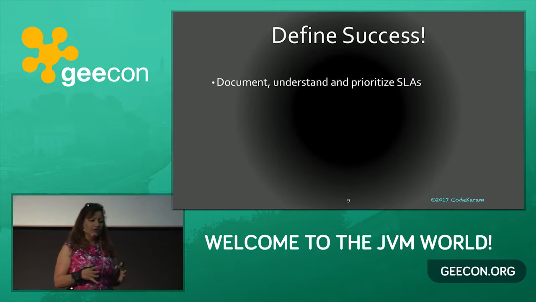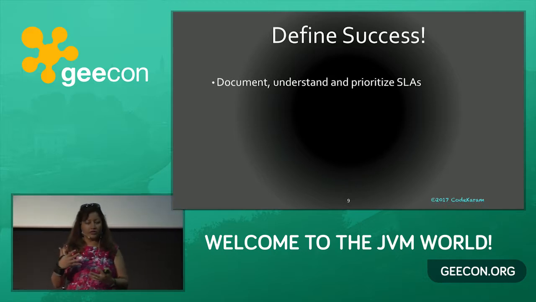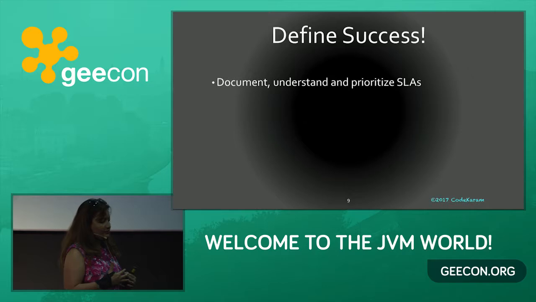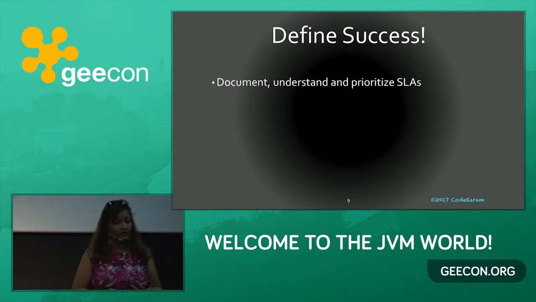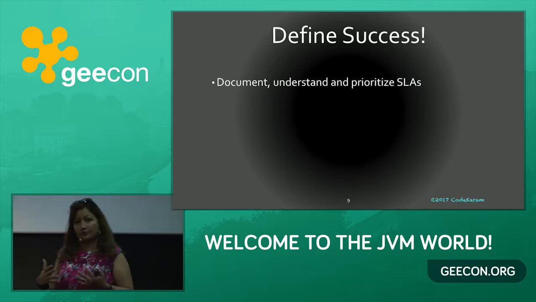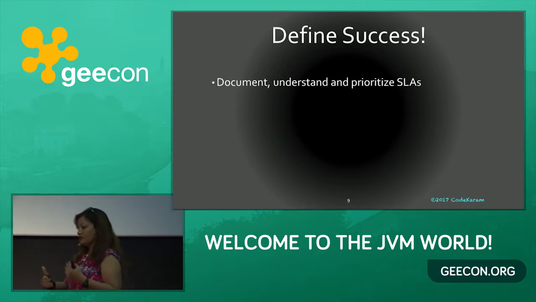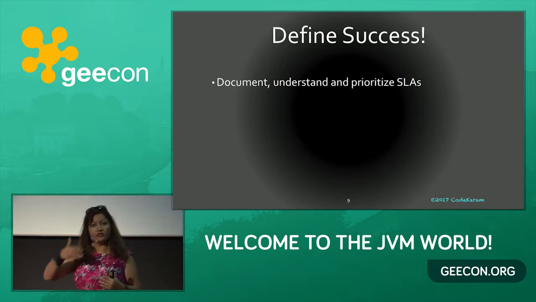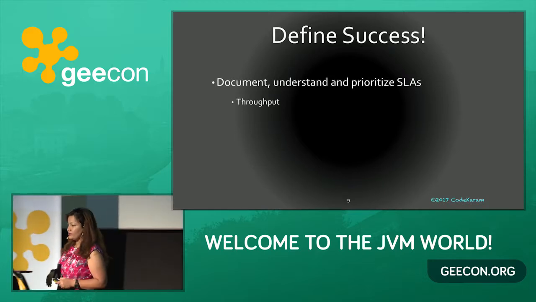The way you do it, you document, understand, and prioritize your SLAs. We have our service level agreements, and we have documented them, but we need to sit down and figure out which one has top priority. Usually you would have heard something like throughput, latency, and footprint: you can only achieve 2 out of 3. You cannot get all of them together. That's the reason why we need to prioritize. Is latency, by which I mean responsiveness, more important to you than throughput? Then responsiveness comes first, then throughput, and then footprint.